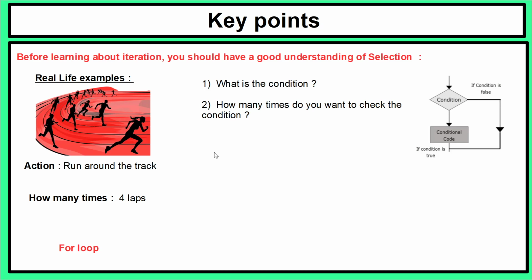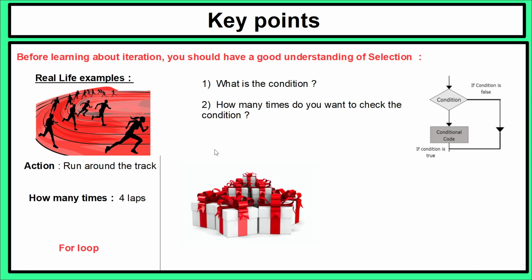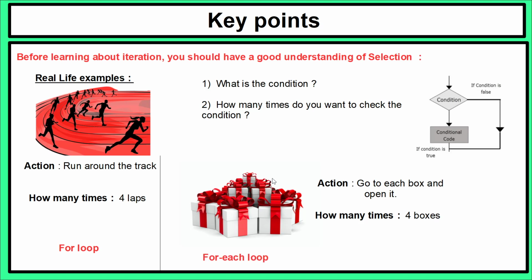For a for each, you should think of it as a more festive for loop. So if you have a box or a group of boxes, and the action is going to each box and opening it, and then how many times you go round means how many boxes there are. So you only use the for each loop when you have those boxes to open. You don't have it when there's another action.